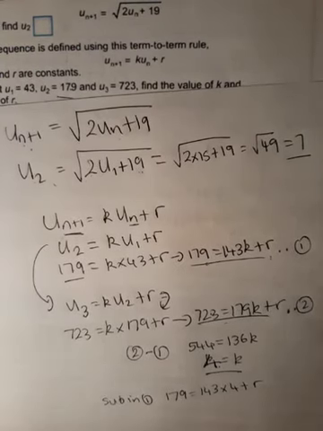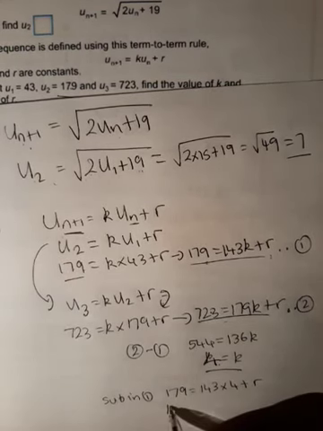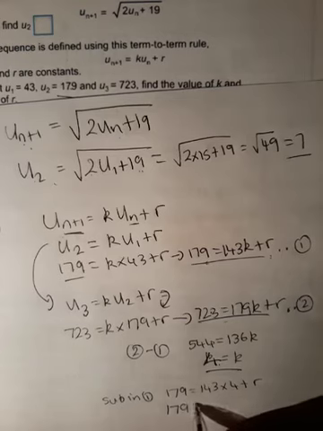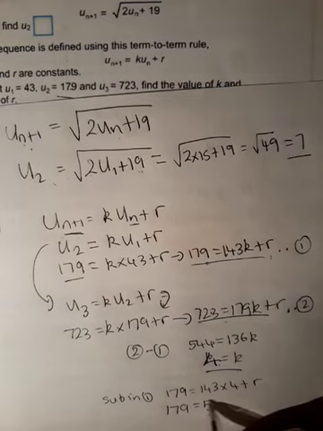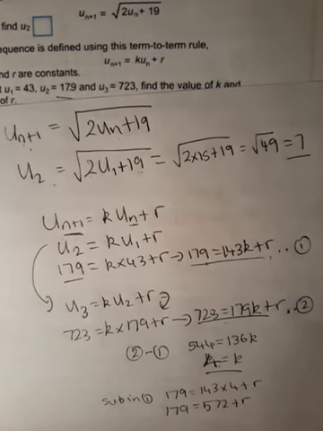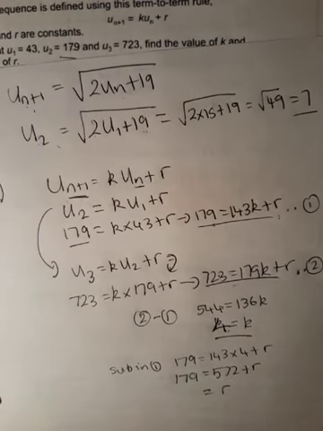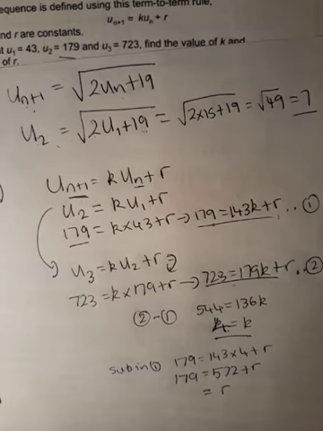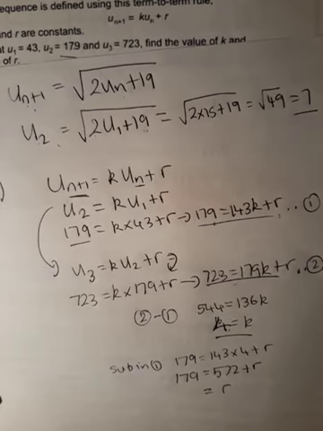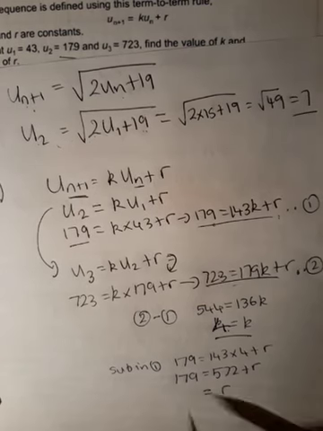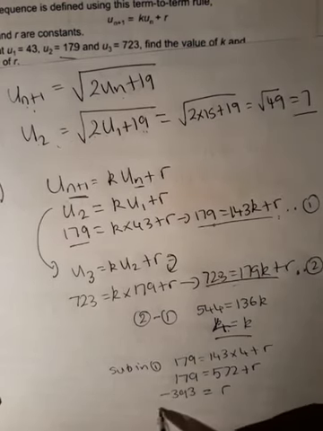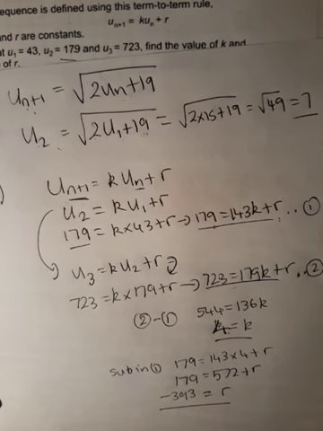172 plus r, 179 equals 172 plus r. So r, if I subtract 172 from both sides now, I get r is equal to 7. And that's what it's asked for.